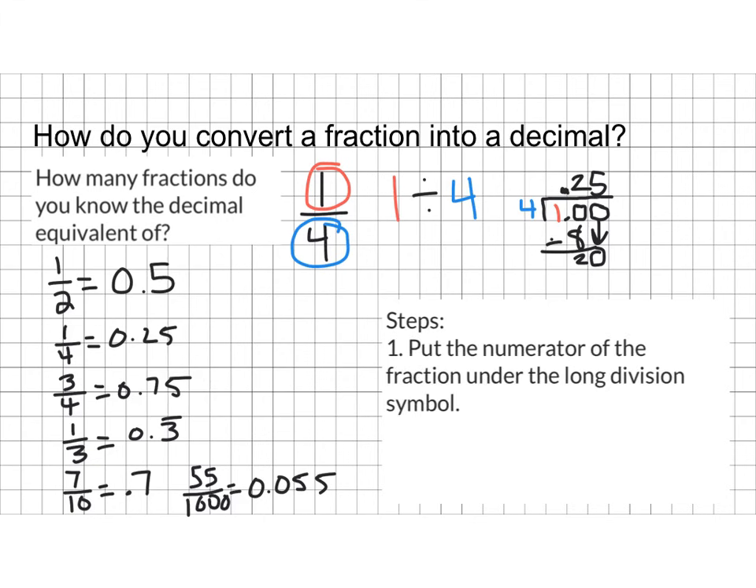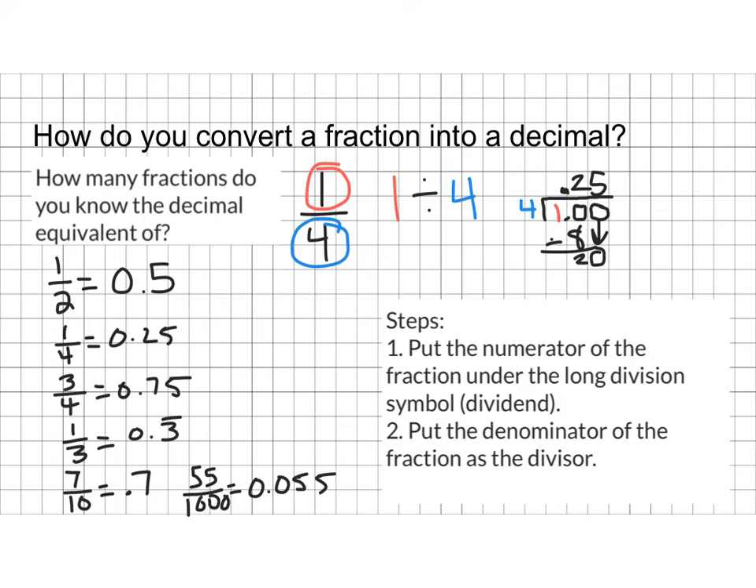First thing we did was we put the numerator of the fraction under the long division symbol. This might be the smaller number, maybe. Depends on whether it's an improper fraction or not. Then we put the denominator of the fraction as the divisor. We add zeros as needed. And then we divide, multiply, subtract, and bring down. Divide as normal. Make sure you have those steps copied down before you move on to our next example.